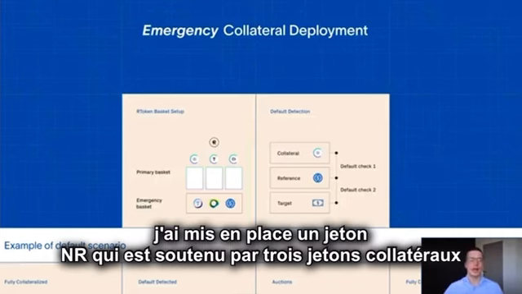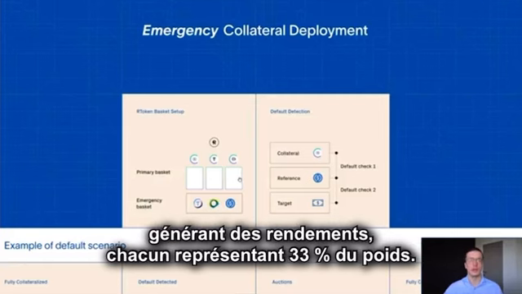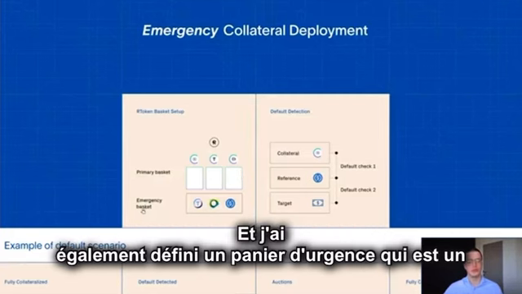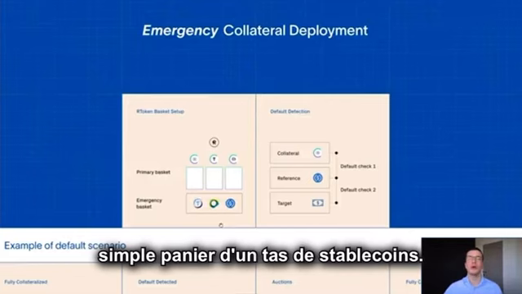In this example, I have set up an RToken, which is backed by 3 yield-bearing collateral tokens, each 33% of the weight. And I've also defined an emergency basket, which is a simple basket of a bunch of stablecoins.